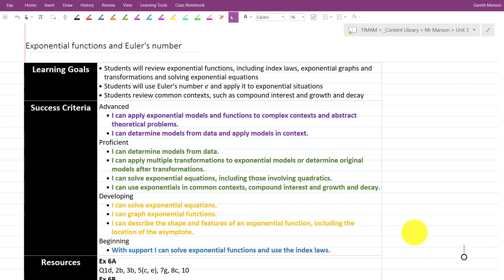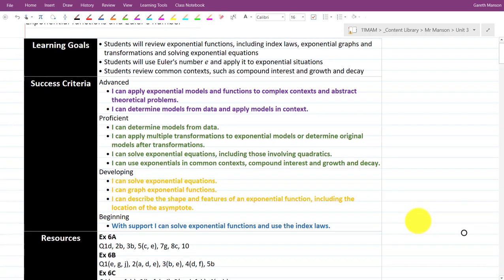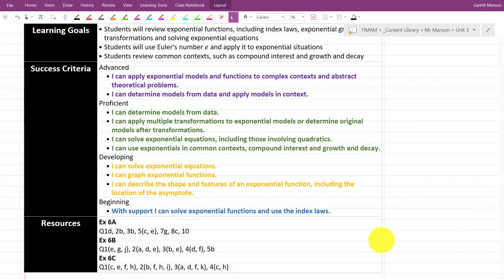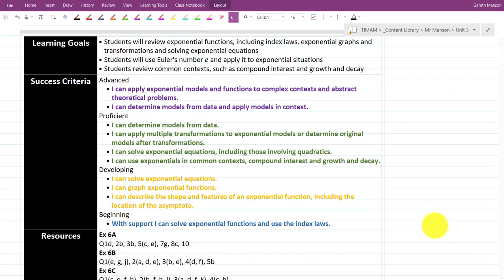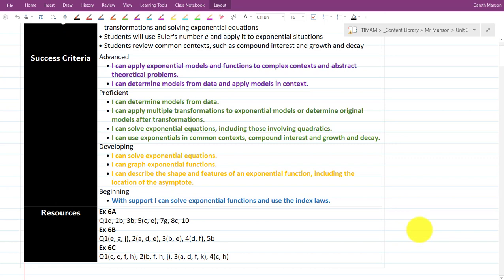So this is the exponential functions, a little bit of work on Euler's number, some index laws review. It's exercise 6A, 6B and 6C, as you can see there, and I'll probably split this video up into a couple. You'll notice there's some learning goals, success criteria. This is all on the OneNote, so refer to this if you need to. So let's move on and have a look.